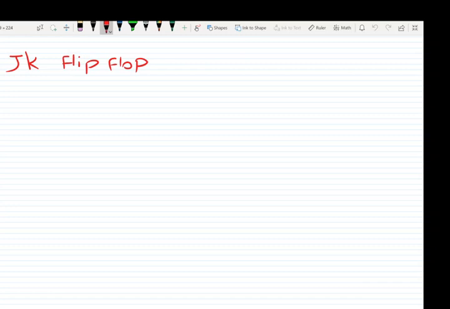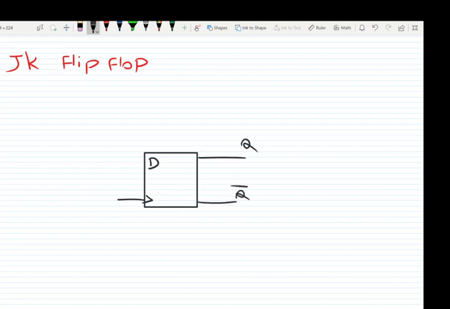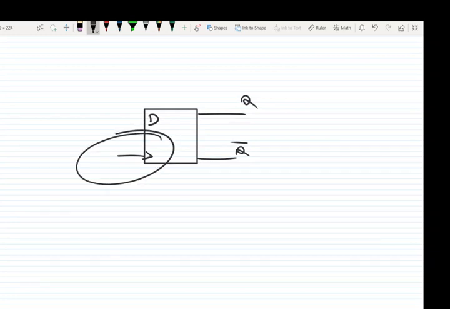Okay, first, let's see what the circuit of a JK flip-flop looks like. JK flip-flop is built from a D flip-flop, which is built from two latches. So D flip-flop is built from latches, and the JK flip-flop is built from D flip-flop. Here, let's assume we have a D flip-flop with inputs D, clock, and outputs Q and Q bar. If you remember, I mentioned that this small triangle means that this device is a flip-flop, not a latch.